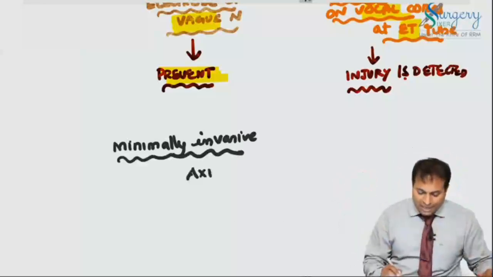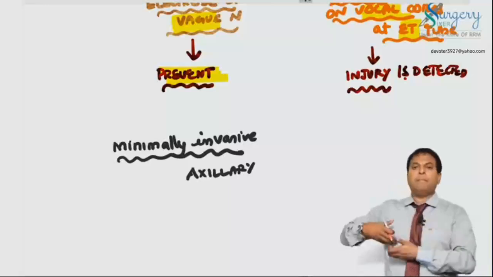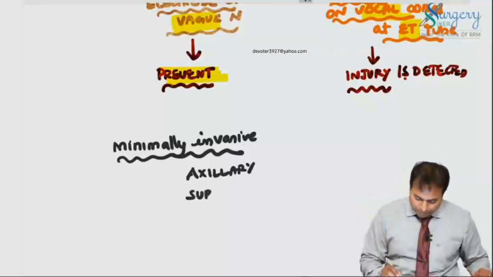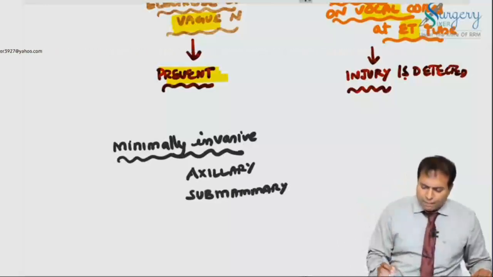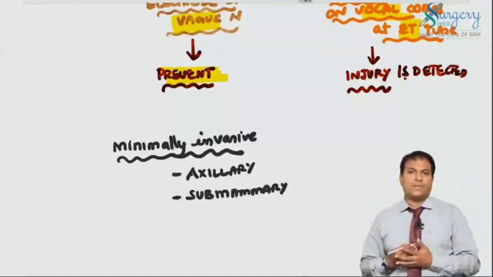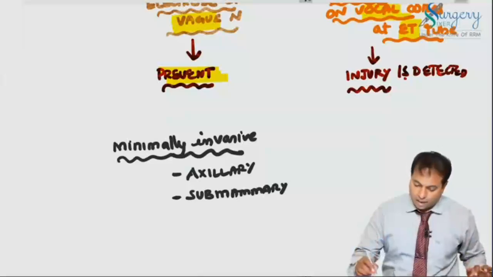Axillary approach is commonly done. They go through the submammary route, below the breast, going inside. So many approaches are available, minimally invasive methods, and robotic methods are also available. Minimally invasive thyroidectomy is an upcoming operation available now. Okay. So these are some of the important points.